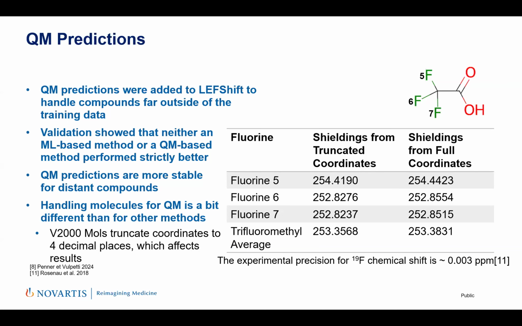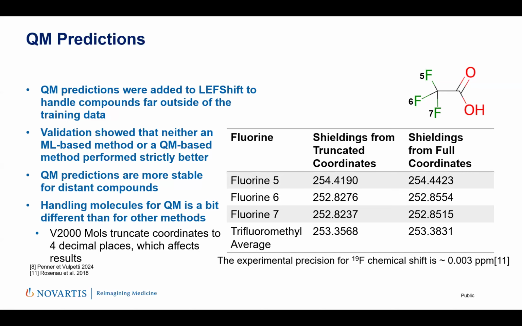When you are working in a place in the chemical space that's well covered by your ML training set, then you do often have higher precision with the ML than with the QM. But QM was really good for these compounds outside of the training set. However, QM is a bit of a different method than I think a lot of us are used to working with, and you have to be fairly precise with your handling there.